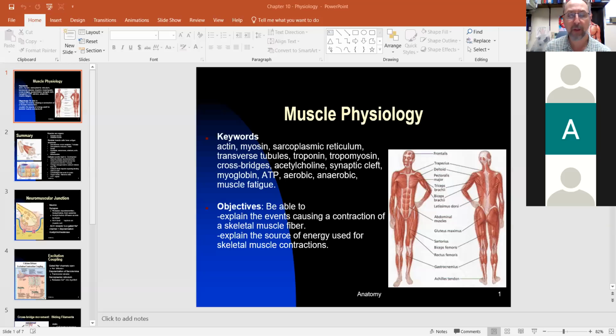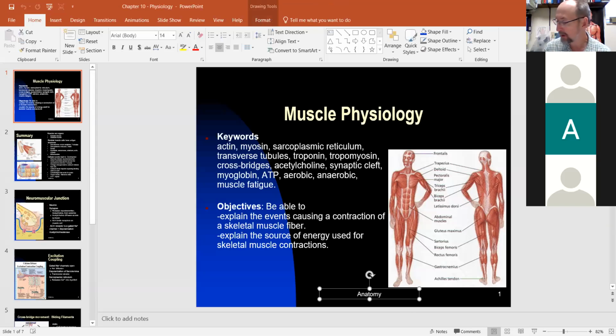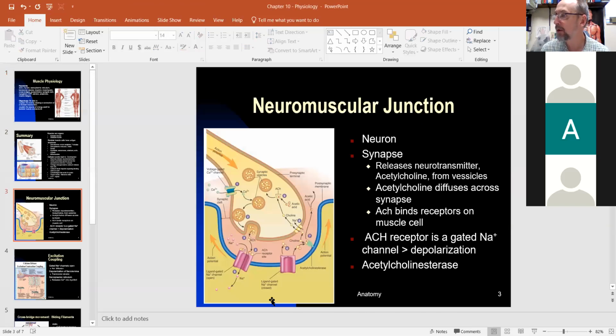Let's share this. Okay. Let's go to, nope, not that. Not that. Not that. Okay. How about the neuromuscular junction? Does anybody see that? Yes? No? Yes. Okay, thank you.